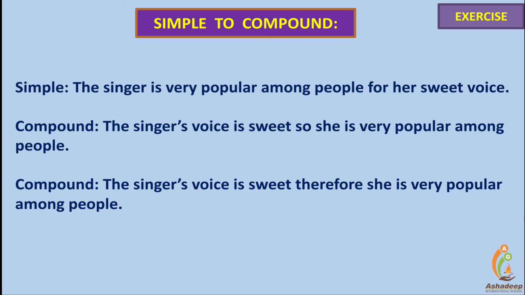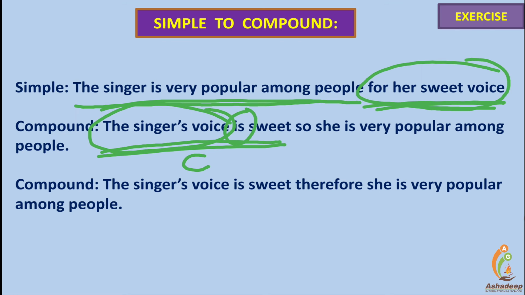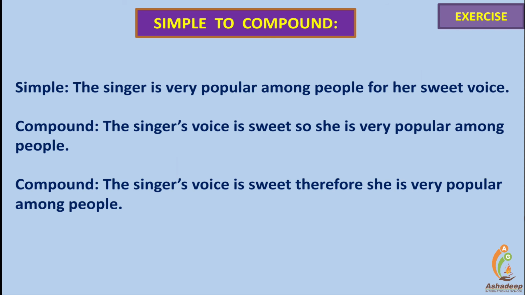The singer is very popular among people for her sweet voice. The singer is very popular among people. That's the sentence, clause. For her sweet voice. It's the phrase and it should be converted into a clause. The singer's voice is sweet. Now it's a clause. Singer's voice is a subject, is a verb. So it's a clause.